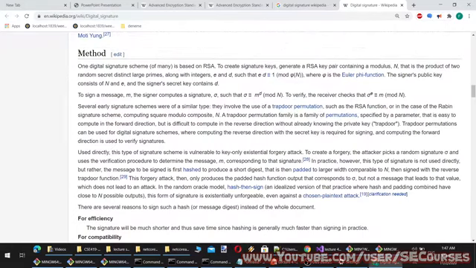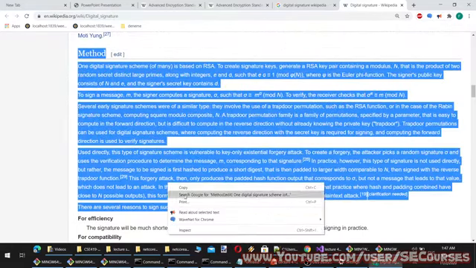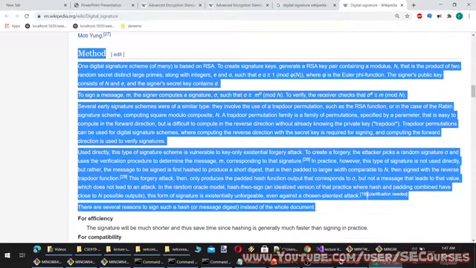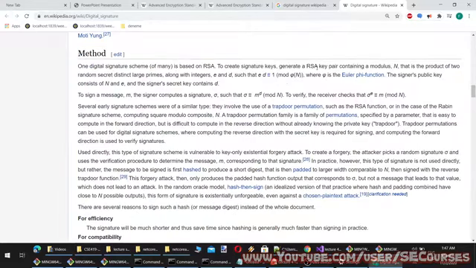There is the method. Let's also read the method. One digital signature scheme of many is based on RSA. To create signature keys, generate an RSA key pair containing a modulus, n, that is the product of two random secret distinct large primes, along with integers, e and d, such that ed ≡ 1 mod φ(n), where φ is the Euler phi function. The signer's public key consists of n and e, and the signer's secret key contains d.